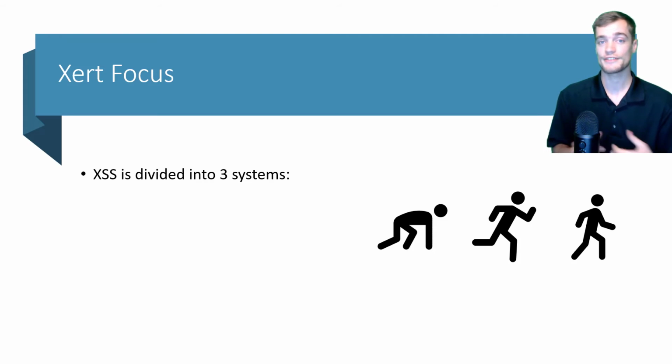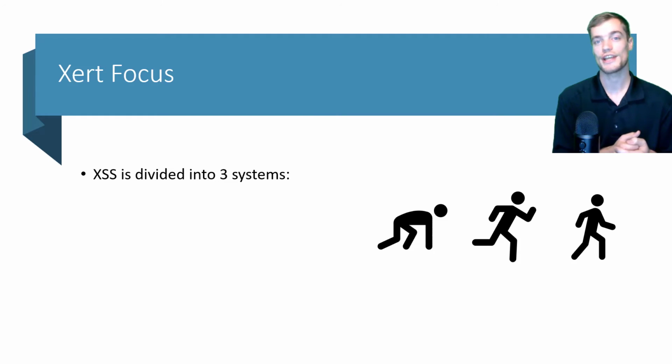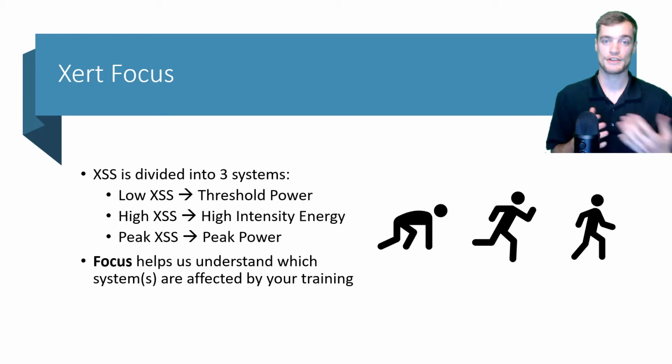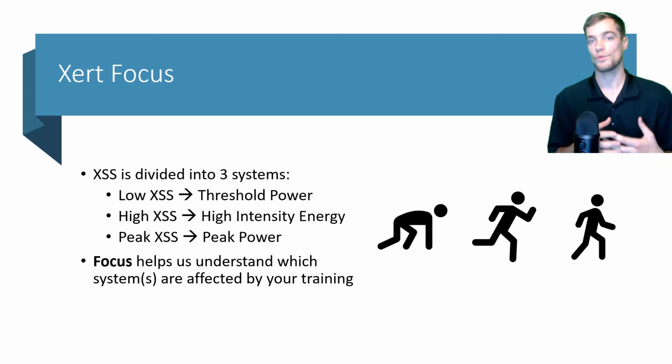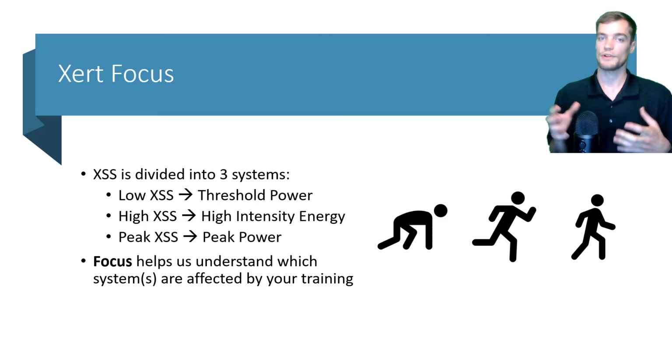Reconnecting to XSS, in the previous section, we mentioned that XSS tells us how much training or how much strain you've put on your body, but that strain is actually subdivided into your 3 energy systems, which, as you might guess, include your threshold power system, your high intensity energy system, and your peak power system. The focus metric itself helps us understand which of those 3 systems are affected by your workouts and by your activities. So to help you further understand this concept, I'm going to walk you through a couple of different examples.